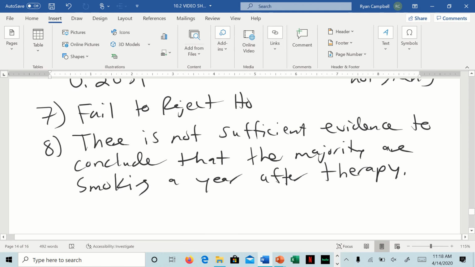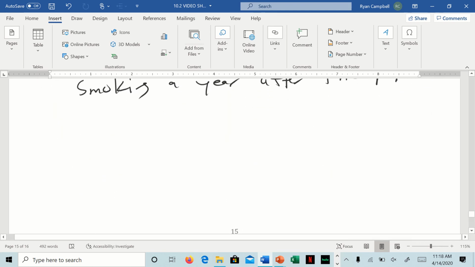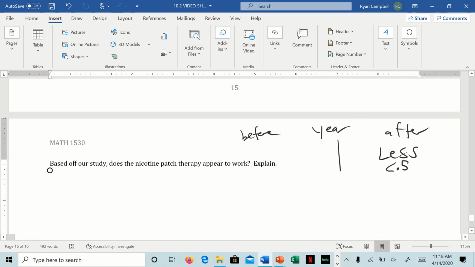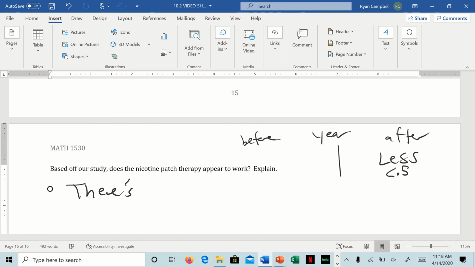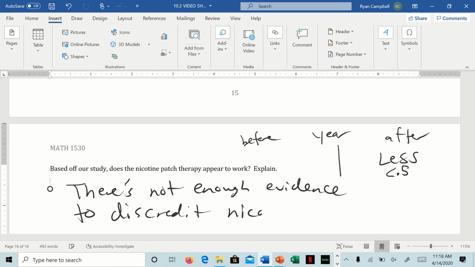But we concluded that there is not sufficient evidence to conclude that the majority of people are smoking a year after therapy. So they were trying to discredit it. And so essentially what happens is we haven't proven that it works, but we can't disprove it, right? So basically, there's not enough evidence to discredit the nicotine patch therapy. That's what we concluded.